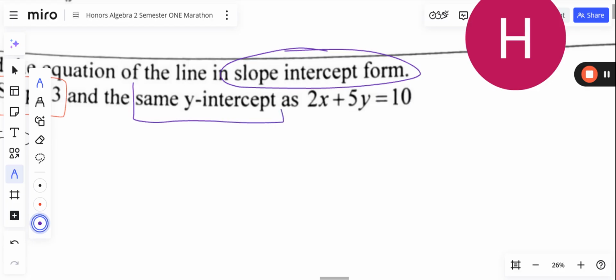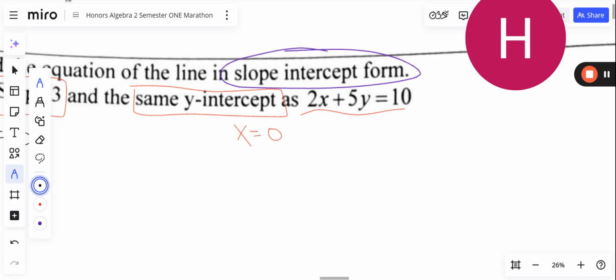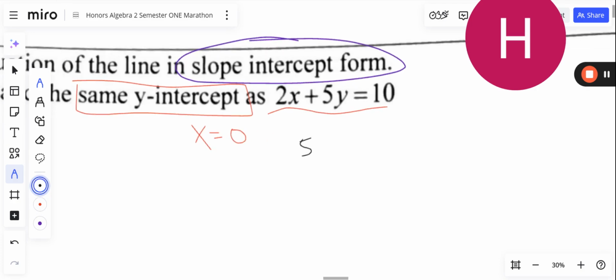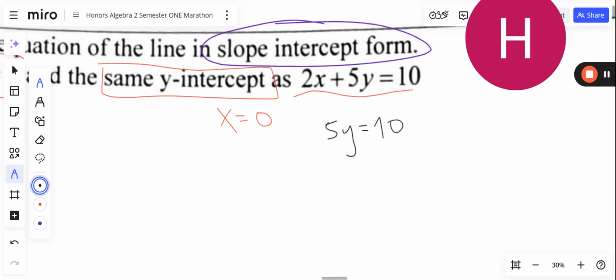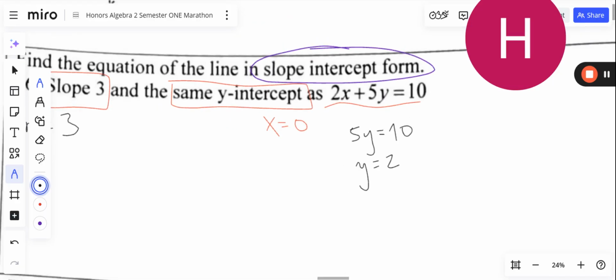They have to give us a point as well. The point they gave us is that it's the same y-intercept as this line. So we really don't need this line for anything in particular except its y-intercept. How do you find its y-intercept? Of course, anytime you want to find a y-intercept, you just make x equal to 0. Then when you plug in x equals 0, you can learn that y equals 2.